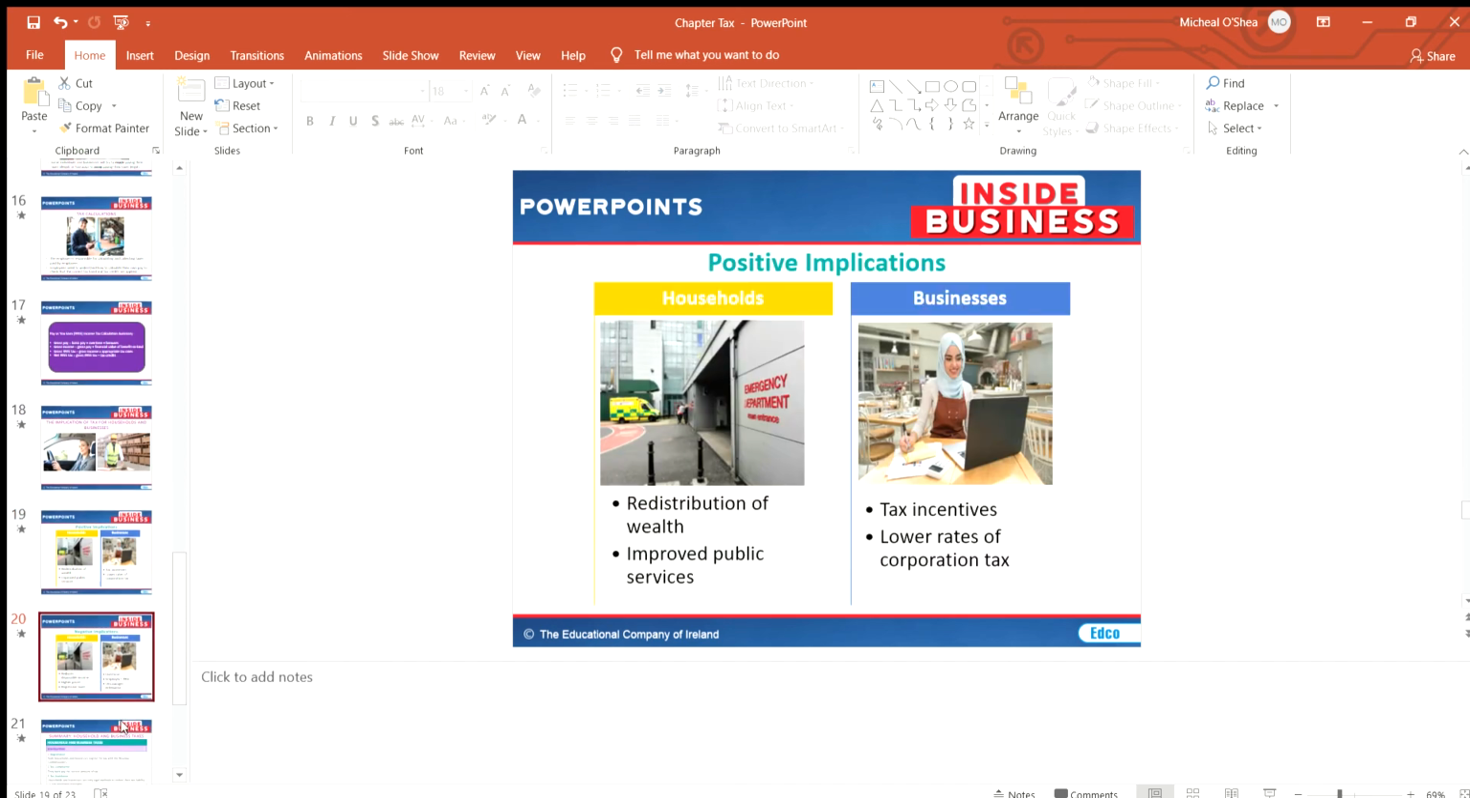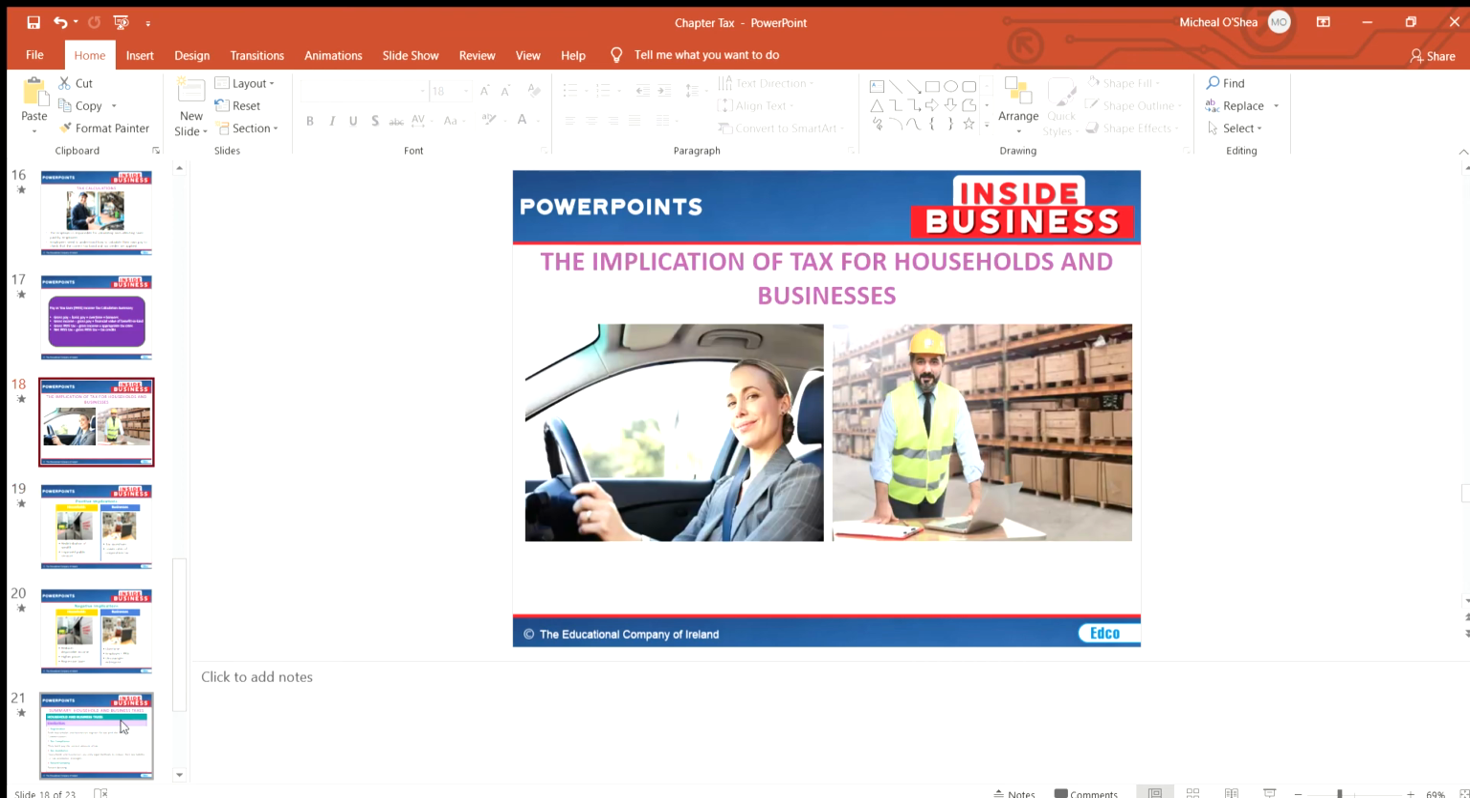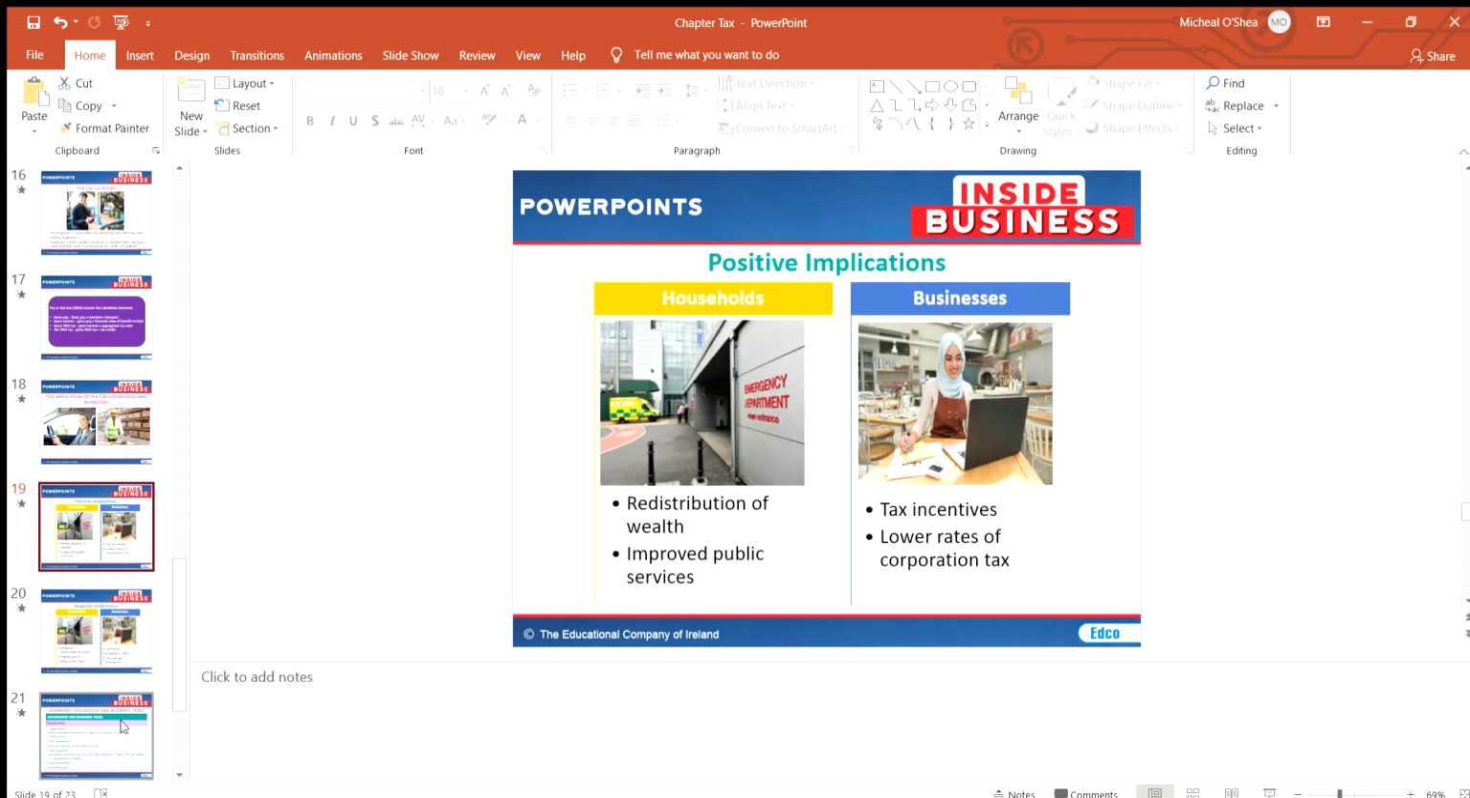There's not too much left to go in this chapter. So what we're looking at here is just tax implications. So it's the implication of tax for households and business. So what effect does tax have on households and businesses? Well, some positive implications for households would be redistribution of wealth. We looked at before, if there's anyone who's working in the public sector, such as guards, nurses, teachers, anything along that line, we can see here ambulance, fire brigade, or maybe potentially some other emergency services.